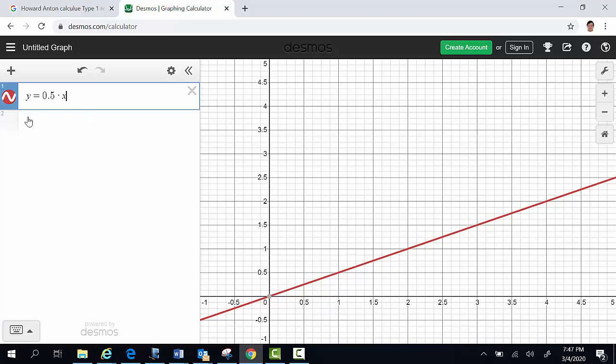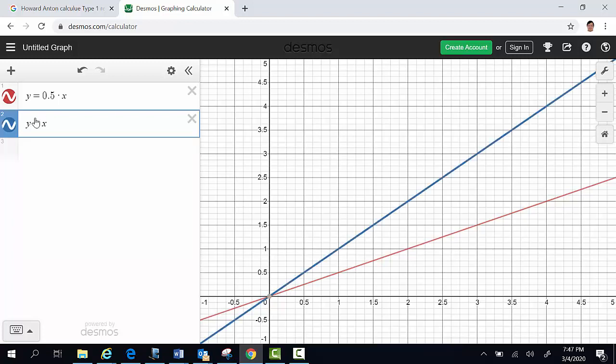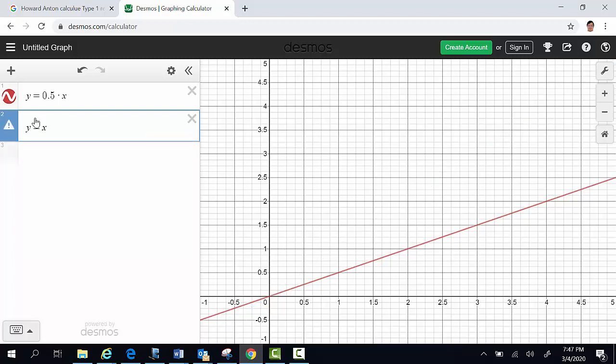Next, we're going to add another curve. y equal to square root of x, y equal to x power 0.5. This is a blue curve. You can see that when x equal to 0, y equal to 0. When x equal to 4, y equal to 2. When x equal to 1, y is equal to 1.